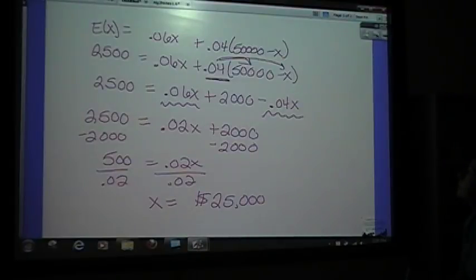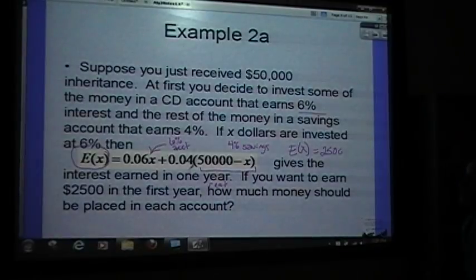Now, keep that in mind. I put the dollar sign because I do remember them talking about dollars, but what were they asking me? How much do I need to invest in each account? Well, 25,000 in this one. The 6% account gets 25,000 because that was what x equals. In this case, it works out the same because 50,000 minus 25,000 is also 25,000, but sometimes they will be different. So I do want you to be careful when you get an x value to make sure you put the right amount of money in the right account. Okay? You might have a couple questions about that tomorrow, and I'll be happy to answer them when you get to class.